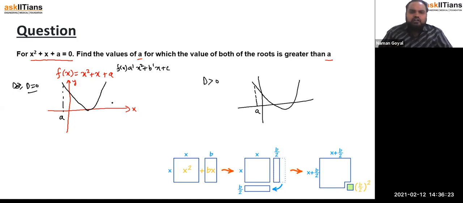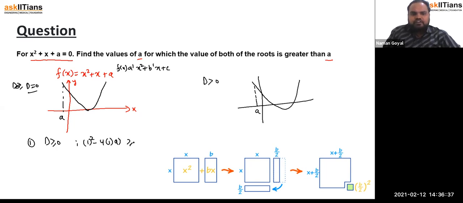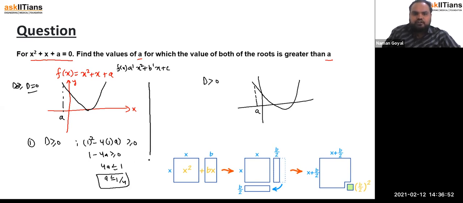So for both the graphs, first thing is what? D must be positive or greater than or equal to 0. Okay, this is the first condition. So what is the D for this equation? B square, which is 1 square, minus 4 into 1 into a, should be greater than or equal to 0. So you will get 1 minus 4a should be greater than or equal to 0. So 4a should be less than or equal to 1. So a should be less than or equal to 1 by 4. Okay, the condition for a, you will get this.